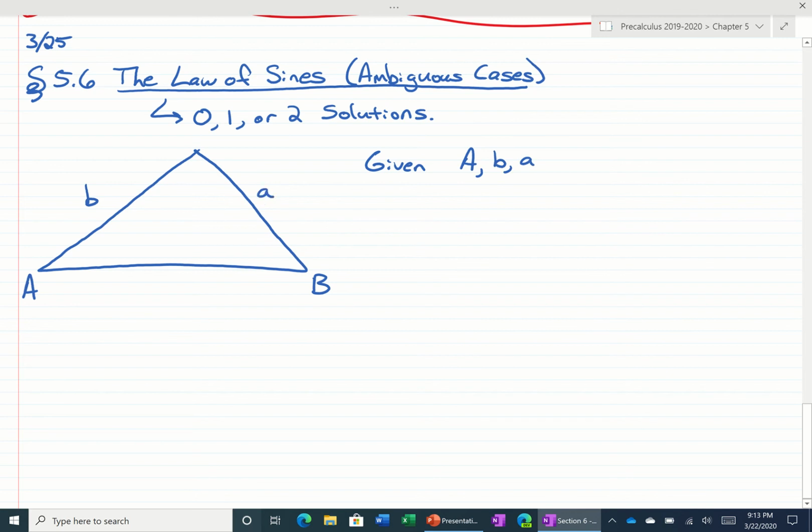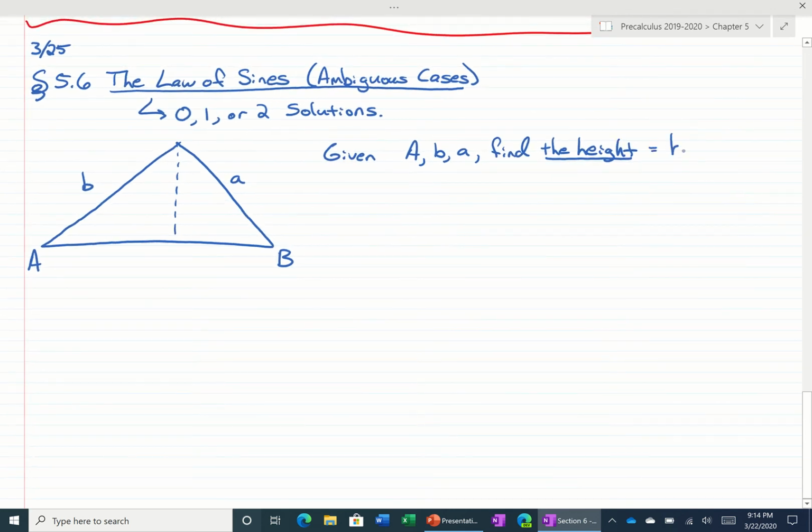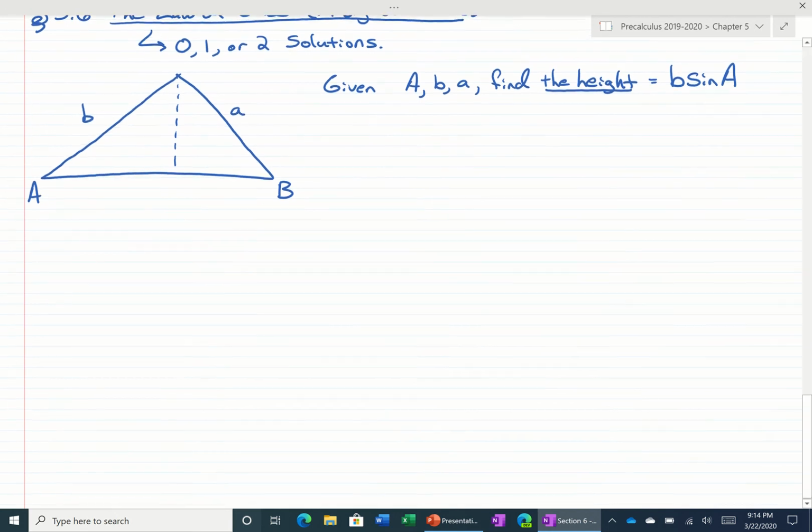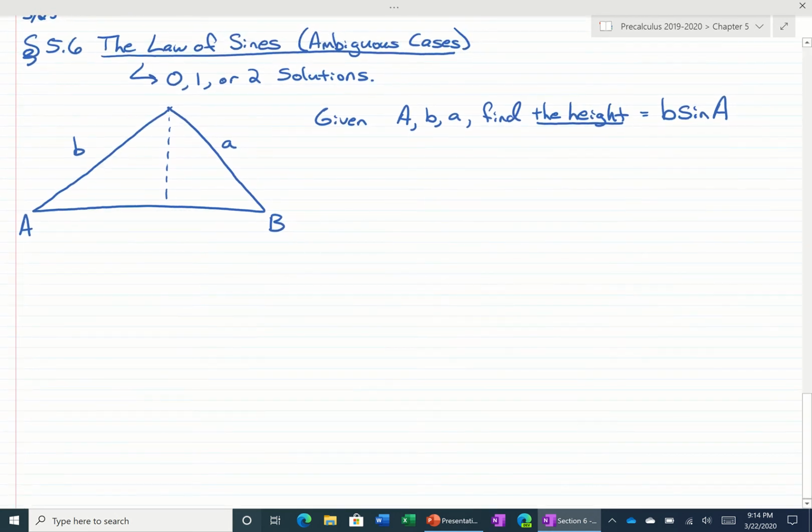Now the first thing we're going to do when we get these is we have to figure out the height of the triangle. Now the height of the triangle is always going to be the same. And the height of a triangle is equal to B times the sine of angle A. You're going to be given side B and you're going to be given angle A. Now from here there's three things that could happen. So just try to stay with me for now.